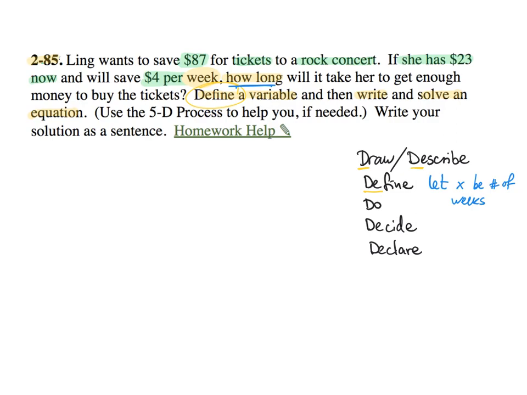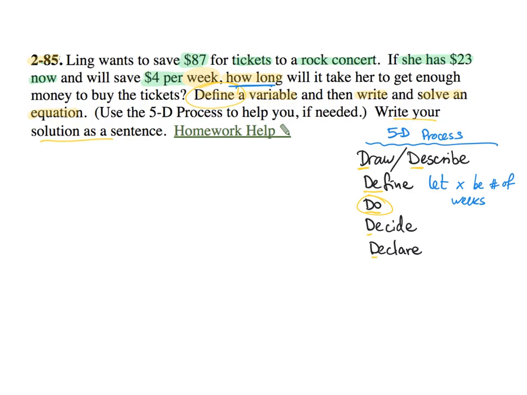Then the do is when we do the equation, a table, some kind of process that's going to make sense to find the missing piece. And we usually solve the equation. Decide is, when you have an answer, does it make sense? And declare is when you write your solution in a sentence.